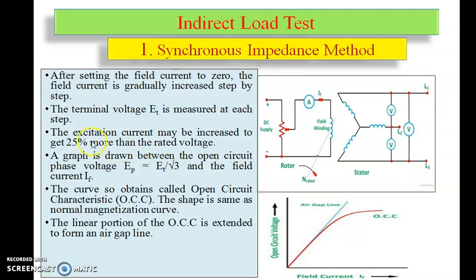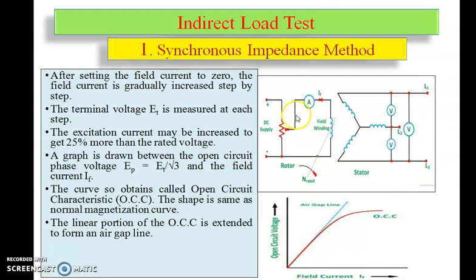Okay, again, the excitation current may be increased to get 25% more than the rated voltage. A graph is drawn between the open circuit phase voltage EP and the field current. That means whatever voltage you get here is the line voltage. You can take the phase voltage by simply dividing by root 3, and you should draw the graph between the open circuit voltage and the field current.